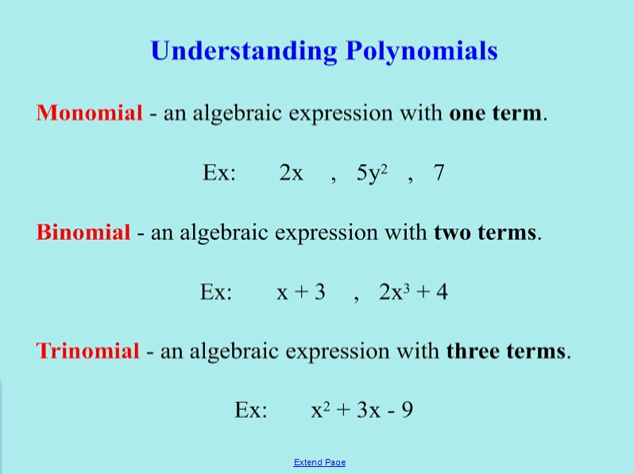And finally, a trinomial is an algebraic expression with three terms. Our example here, x squared plus 3x minus 9. You can see it has three terms, therefore it is a trinomial.